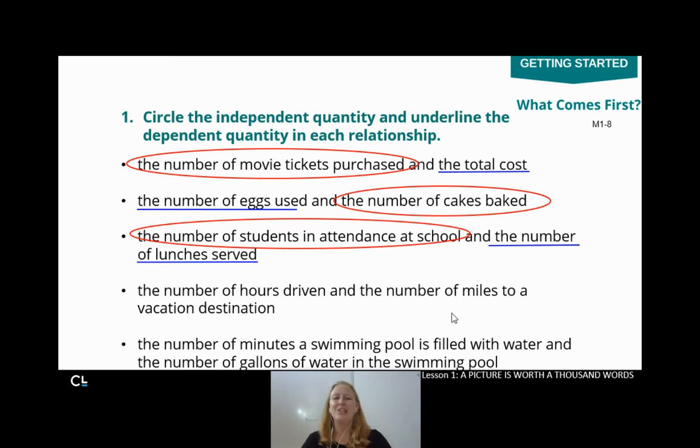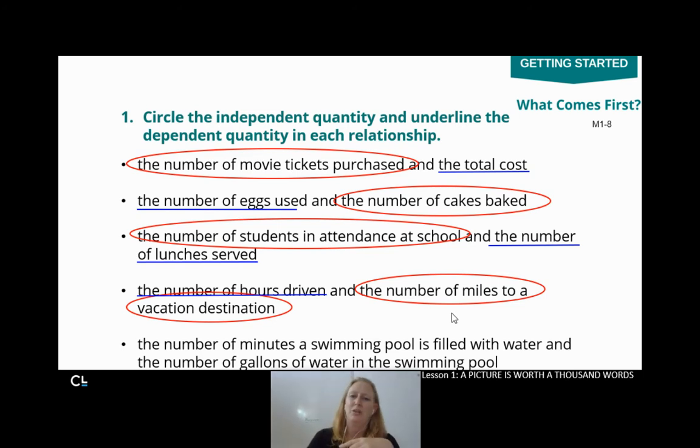So first I need to know the number of miles to my vacation destination. That's number one. So I circled that for my independent quantity. And then I can figure out the number of hours driven, making it my dependent quantity. Sorry, my lines are getting a little funky there.